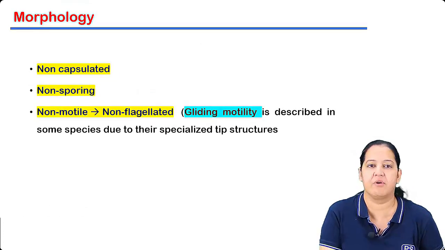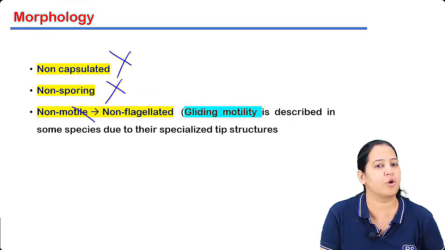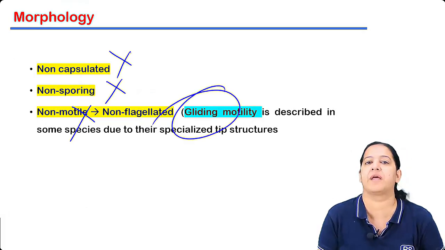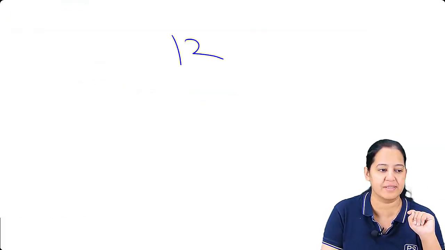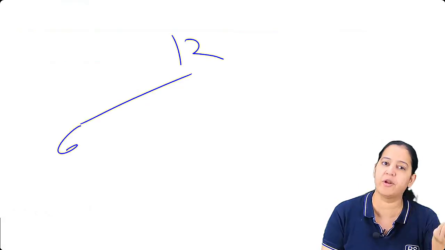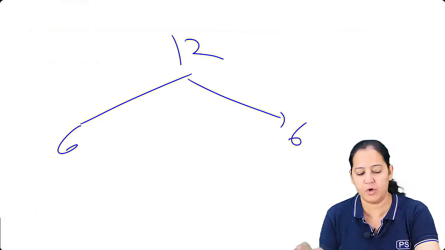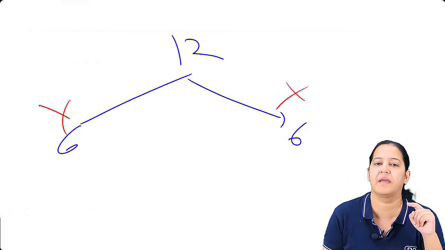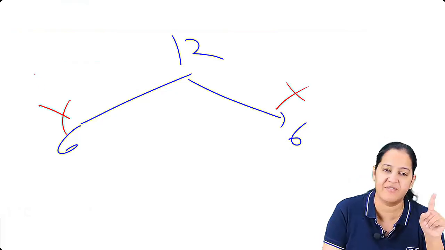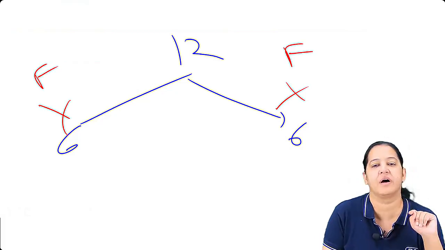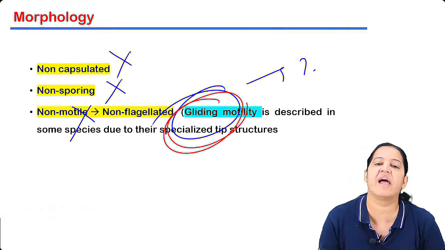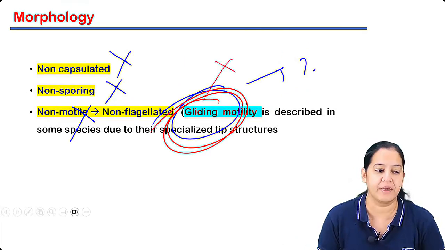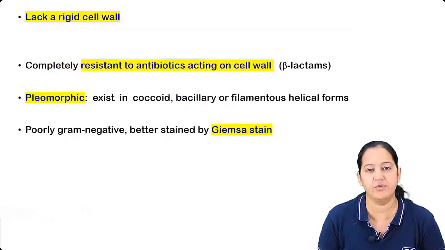They don't have a cell wall. They are non-capsulated, non-sporing, non-motile. Still, they can move with gliding motility. We don't know the mechanism of how they move. Yesterday, I taught you 12 bacteria: 6 are motile by polar flagella, 6 by peritrichous flagella. Mycoplasma is neither here nor there. It doesn't have any flagella. So ideally it should be non-motile, but still it moves with gliding motility. We don't know the mechanism.